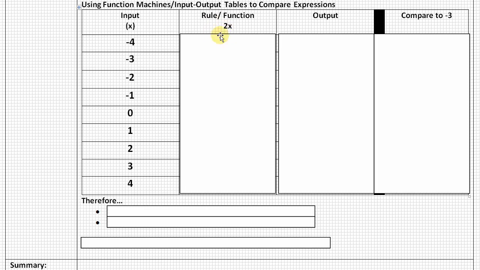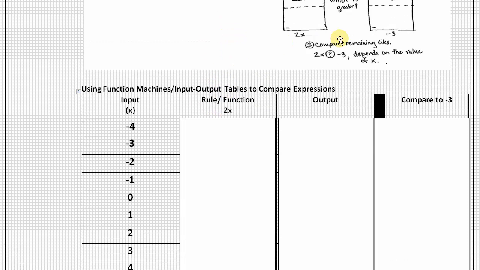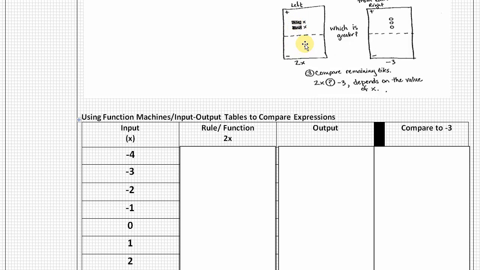The rule is coming from the expression on the left. That's the one that up here simplified to being 2x, has the variable in it. We have a value here, so we're going to plug these different values in and say, well, what if x was -4? What if x was -3? And we're going to plug them in and see what the output is. And then we're going to compare that to the value on the right to see how it compares to -3.